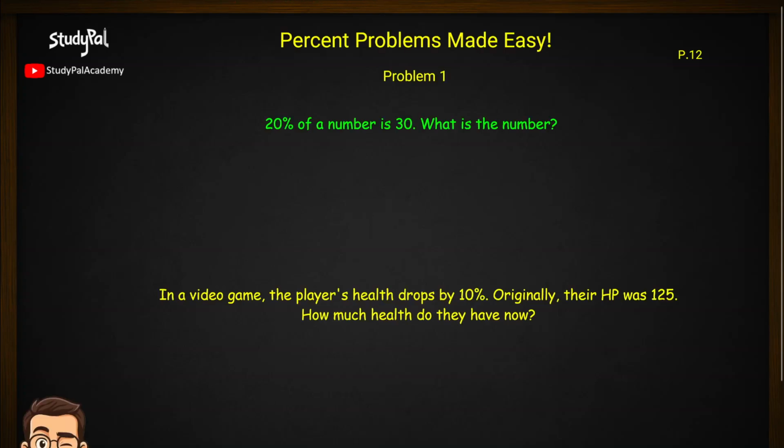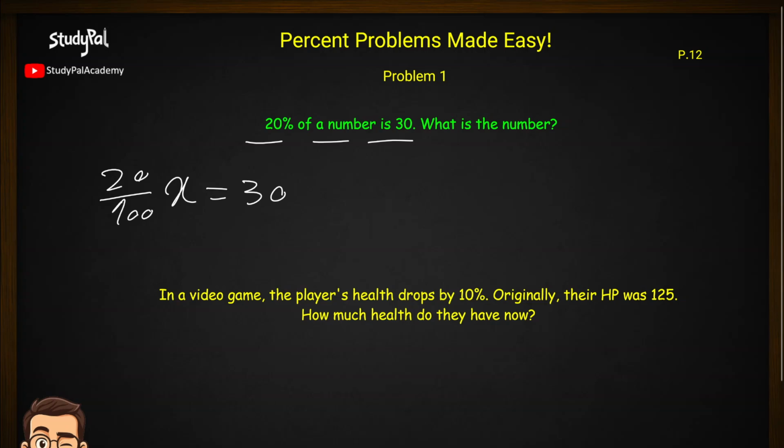The first problem says 20% of a number is 30. What is the number? So 20% of a number, let's call it x. 20% of x is 30. And we are going to find x, the number, the unknown in this problem.